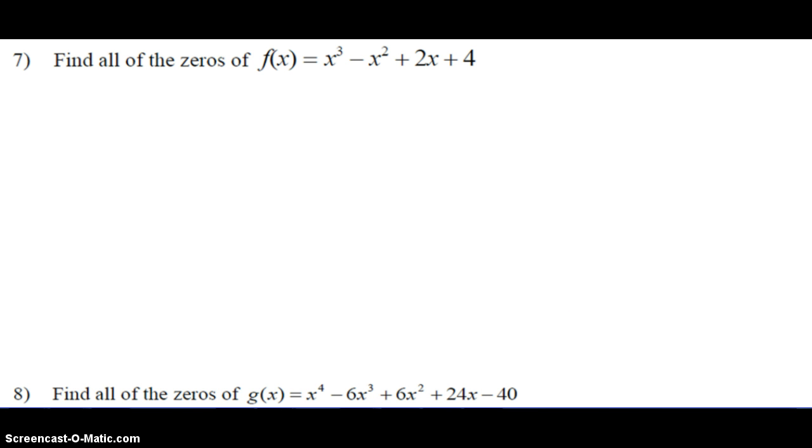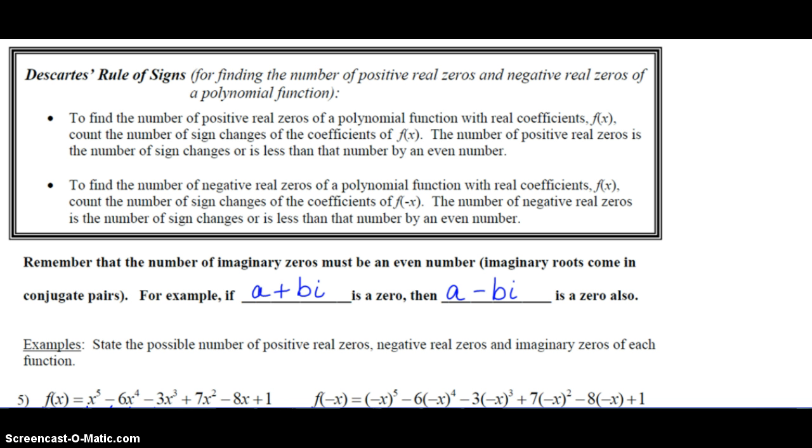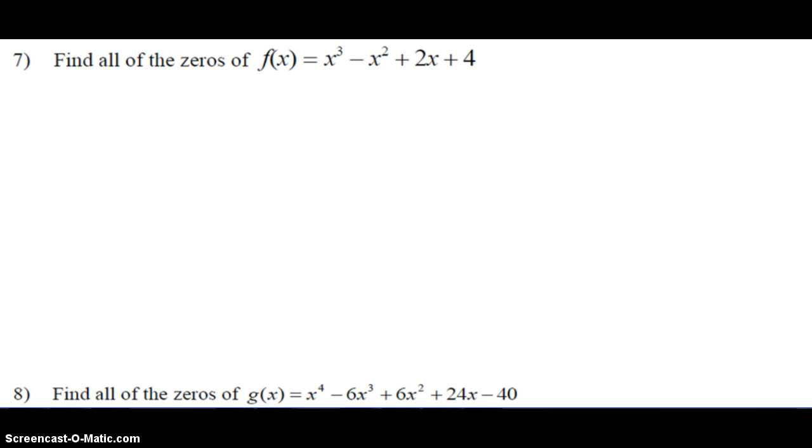On the next page of notes, our example changes a little bit. As you saw on the previous page, the instructions said, state the possible number of positive real zeros, negative real zeros, and imaginary zeros of each function. That was for number 5 and number 6. Now on number 7, it says find all of the zeros of f of x. So we need to find the number of positive real zeros.